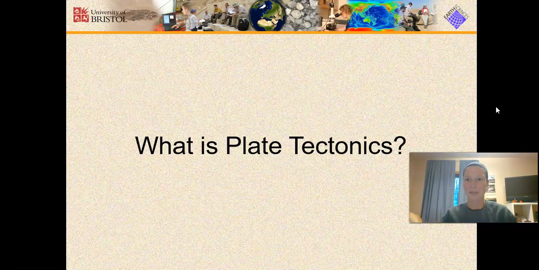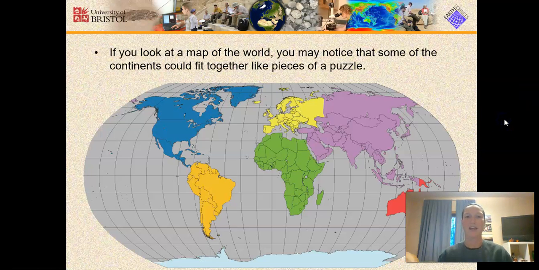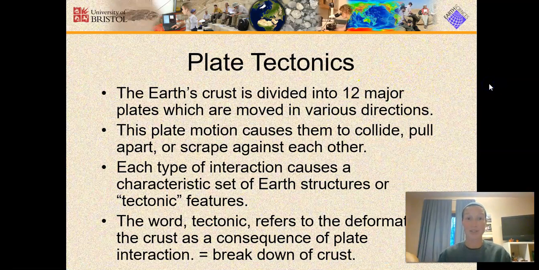So what is plate tectonics? Again, this is going to be just scratching the surface of it. If you look at a map of the world, you might notice that some of the continents fit together like pieces of a puzzle. Here you can see how this edge would fit really nicely along this edge. Same with right along here. Kind of fits really nicely right along here. So they could move together and actually fit together. And the reason is because they used to be all together.